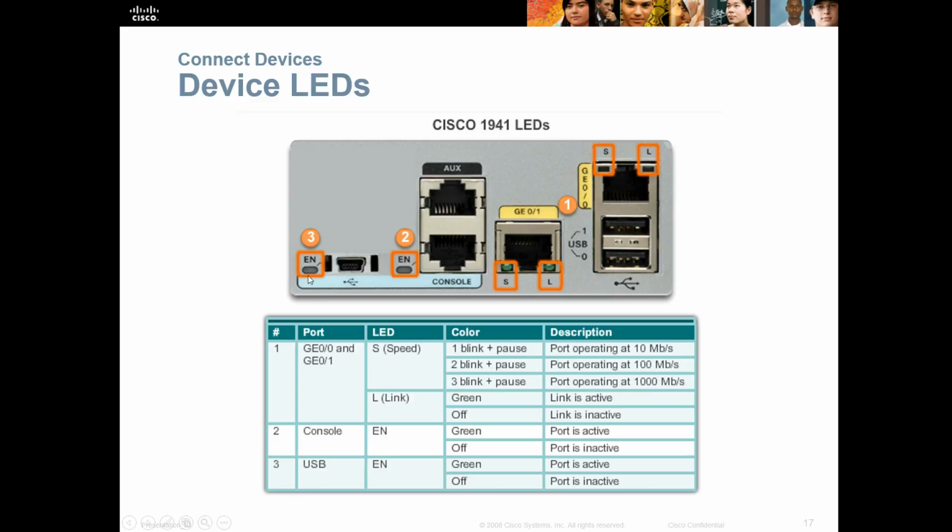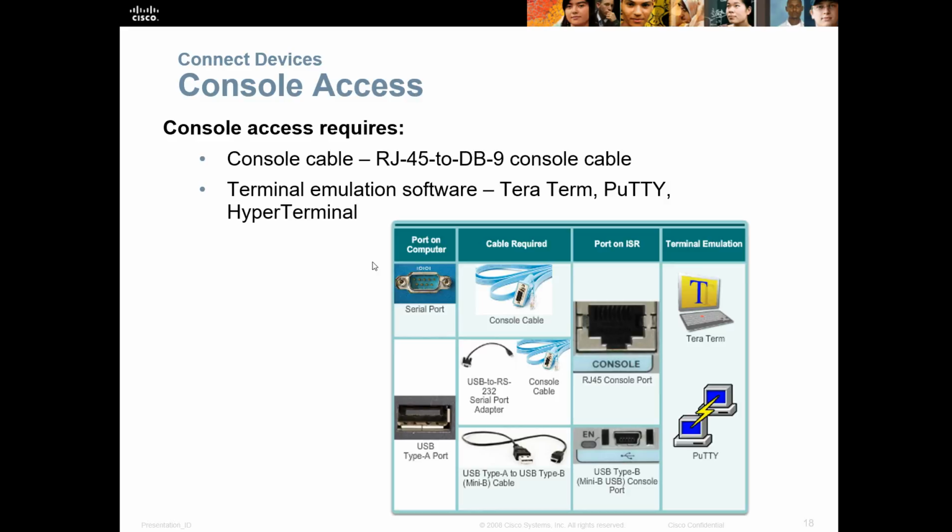Same thing with our console. It'll either be on or off, green or not green. So how do we get console access to our router?